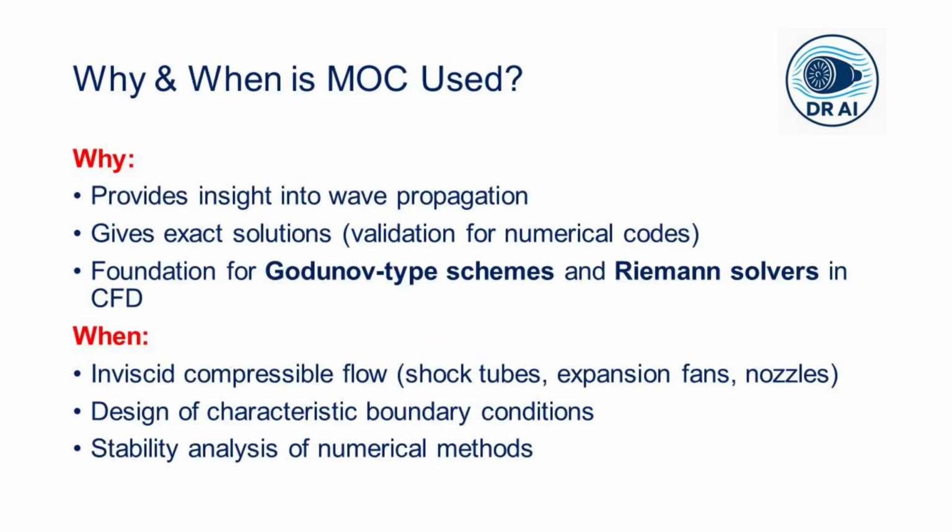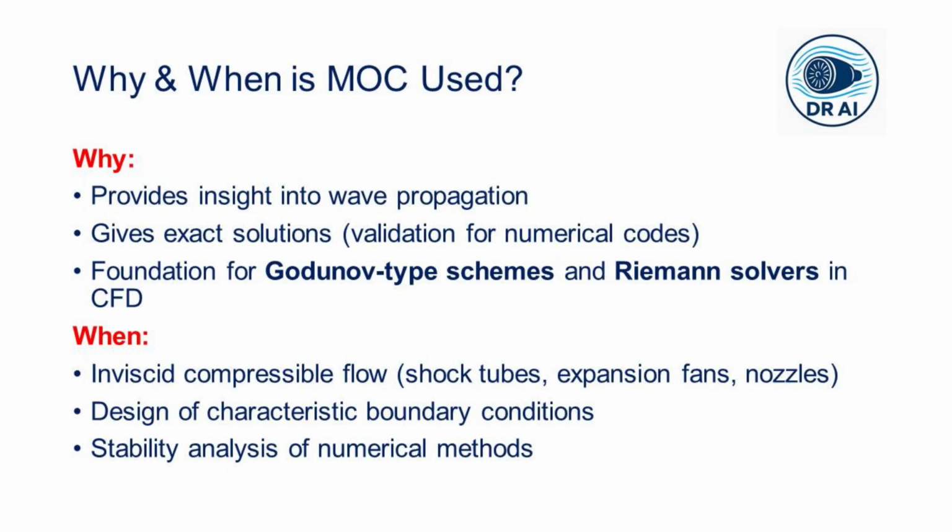Why is this important? Because it gives us a way to understand wave interactions, determine how many boundary conditions are needed, and even construct exact solutions for problems like the one we will solve today. In modern CFD, characteristics are the foundation of Godunov-type schemes and Riemann solvers, which are used in virtually all compressible flow codes. So by understanding the method, you gain insight into how these numerical methods work.